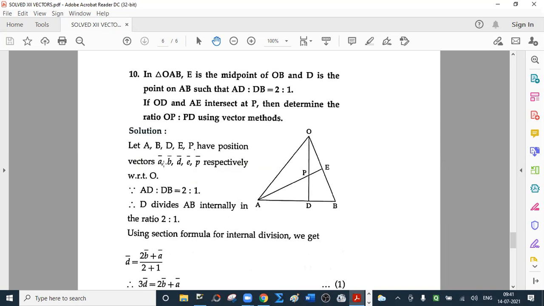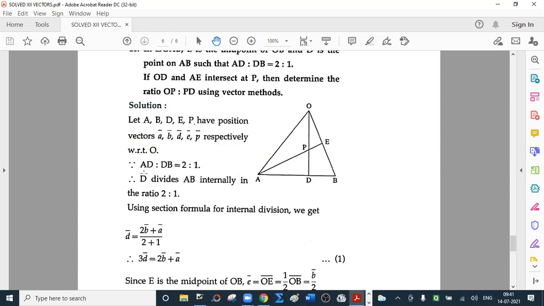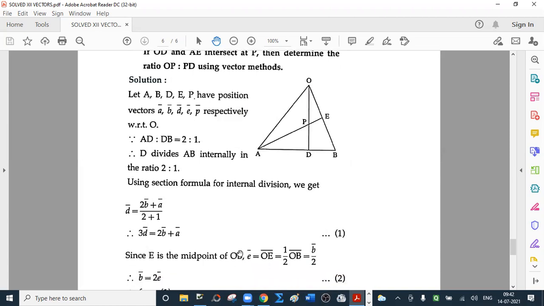Solution. Let A, B, D, E, P have position vectors A bar, B bar, D bar, E bar and P bar respectively with respect to O. Now AD is to DB is 2 is to 1. So by section formula, what is D bar? 2B bar plus A bar upon 2 plus 1. So 3D bar is 2B bar plus A bar. Now E is midpoint of OB bar.